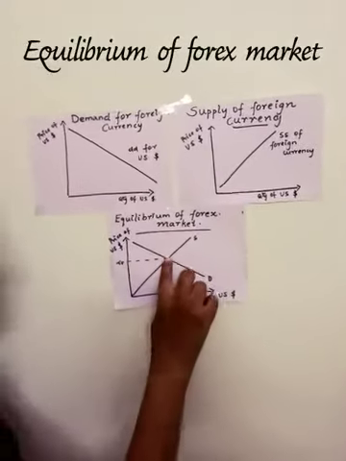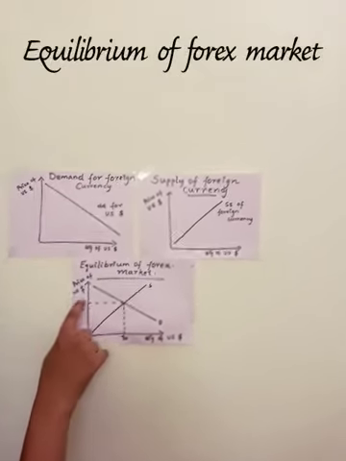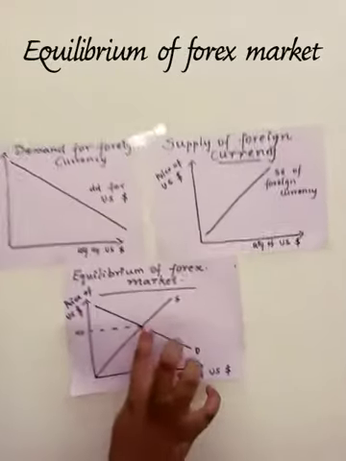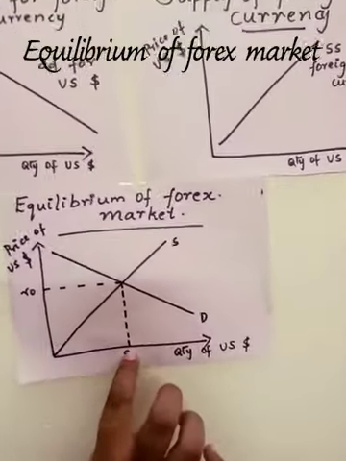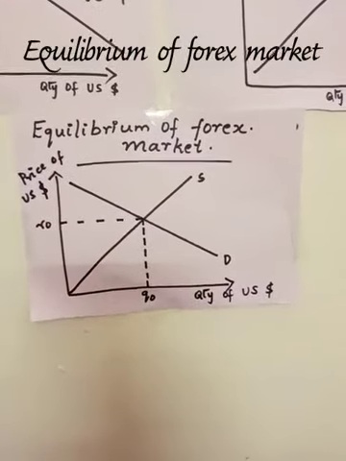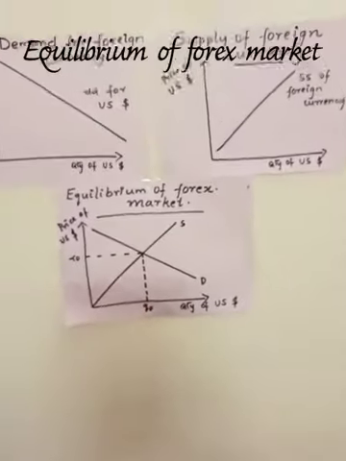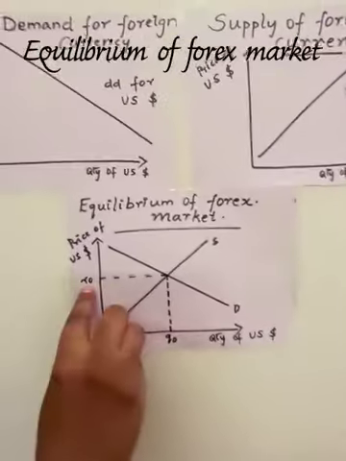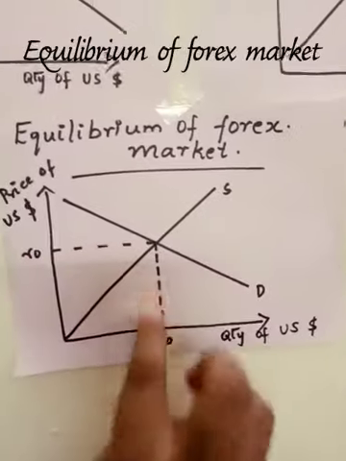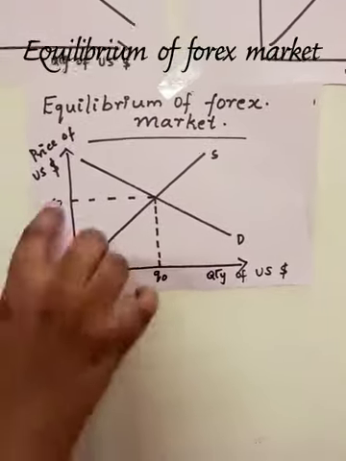So, this is your equilibrium point. If you extend it to the y-axis, you will get the equilibrium exchange rate and the equilibrium quantity traded. This is the equilibrium of the forex market under the flexible exchange rate system, whereby R0 is the equilibrium exchange rate and Q0 is the equilibrium quantity which is traded at R0.